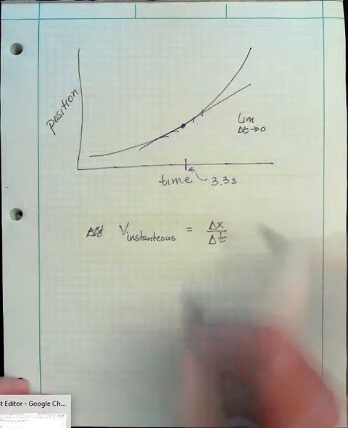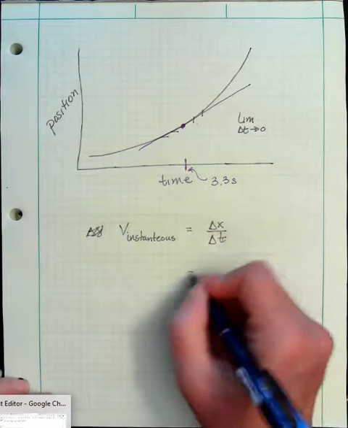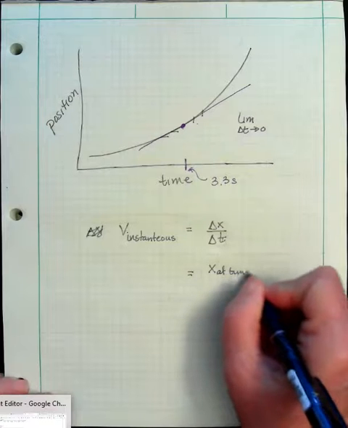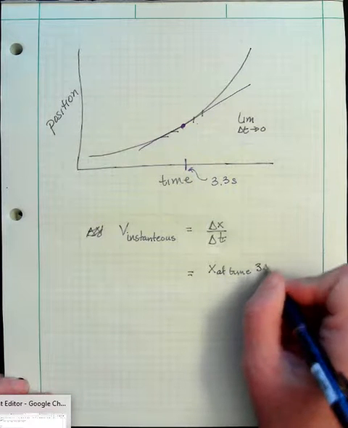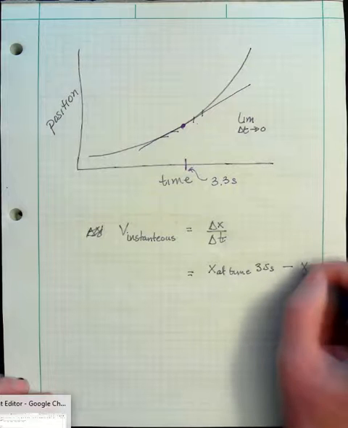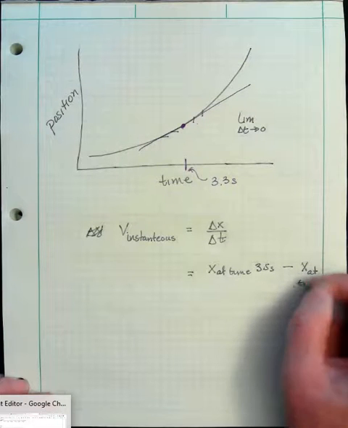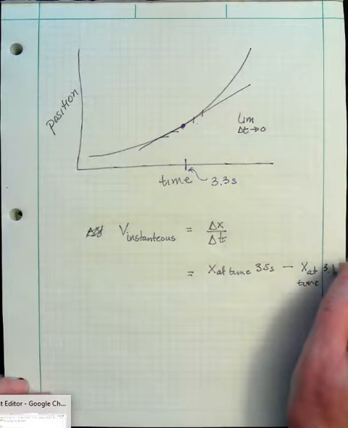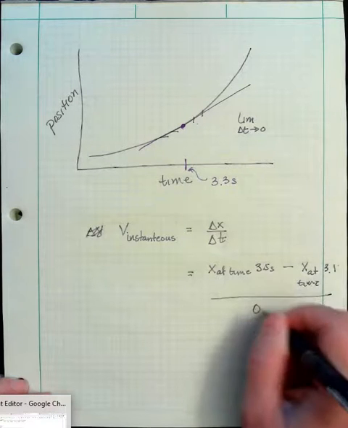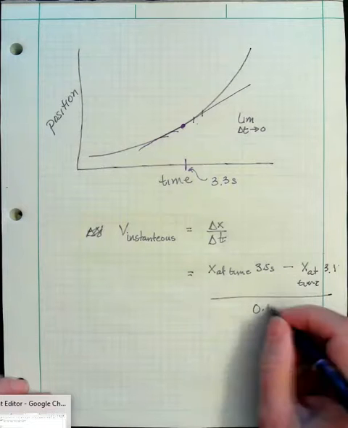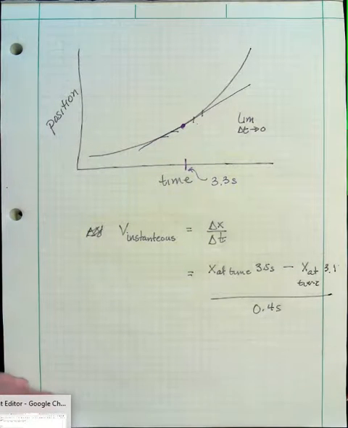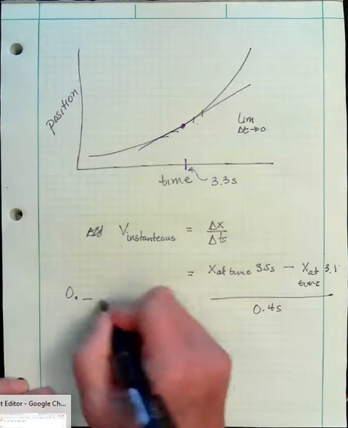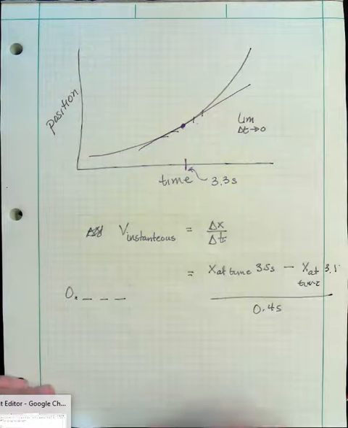So basically, this problem is asking you to find the position at time equal to 3.5 seconds minus my position at time equal to 3.1 seconds, and then divide that by the interval, which was 0.4 seconds. We're going to do that 3 times, and our book has actually asked us to do it to 3 decimal places. And there's a reason for that.